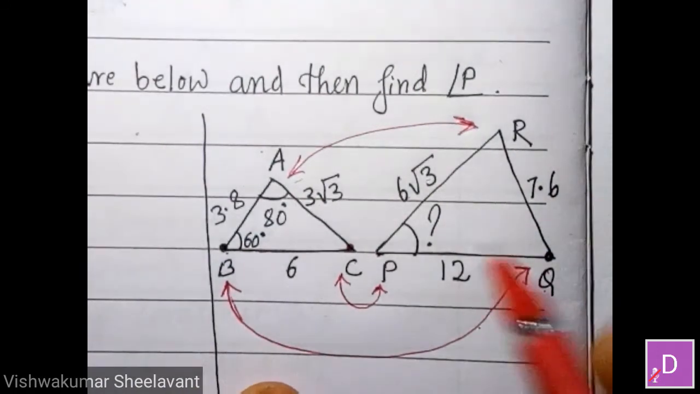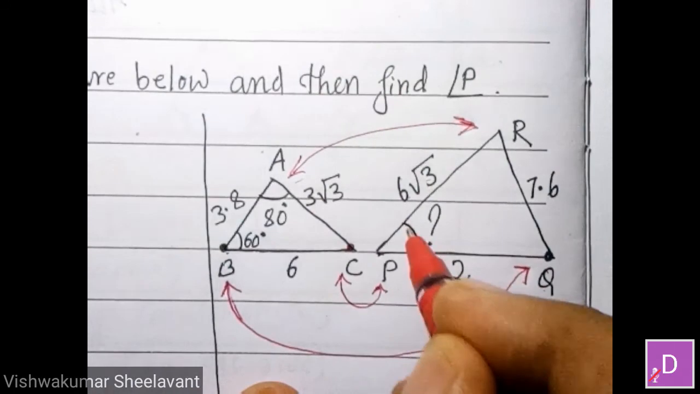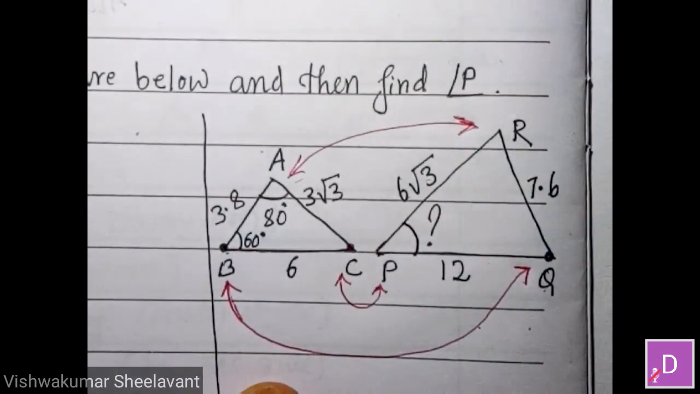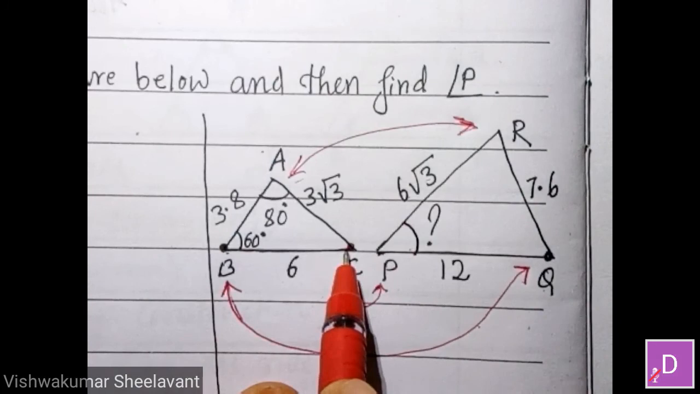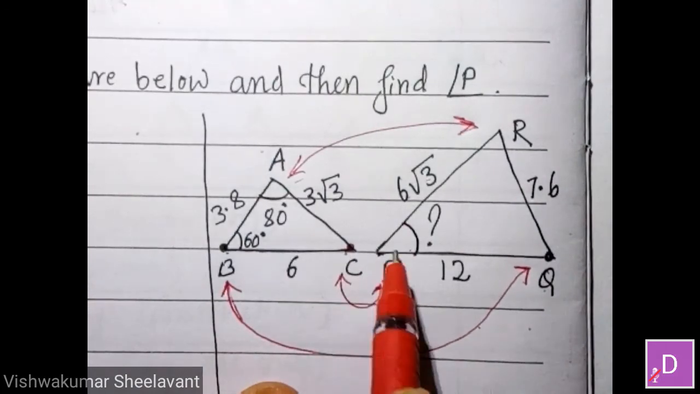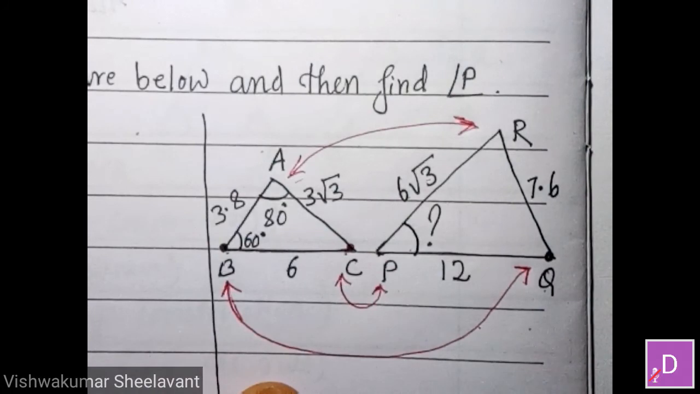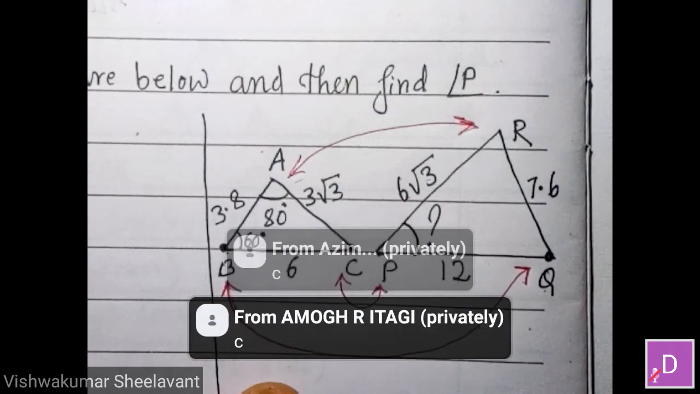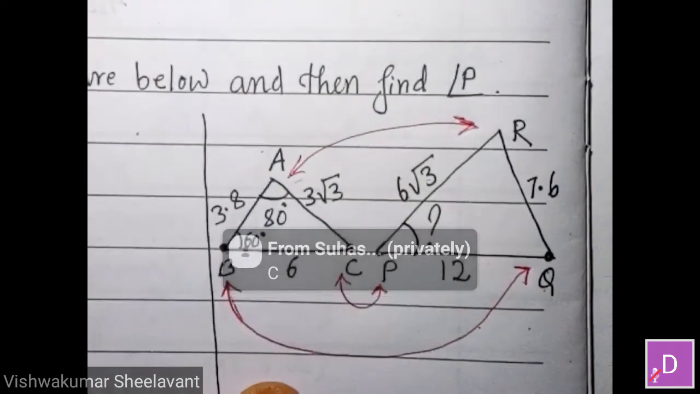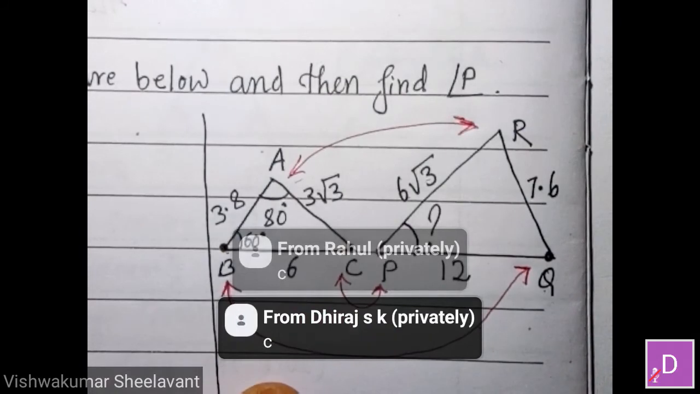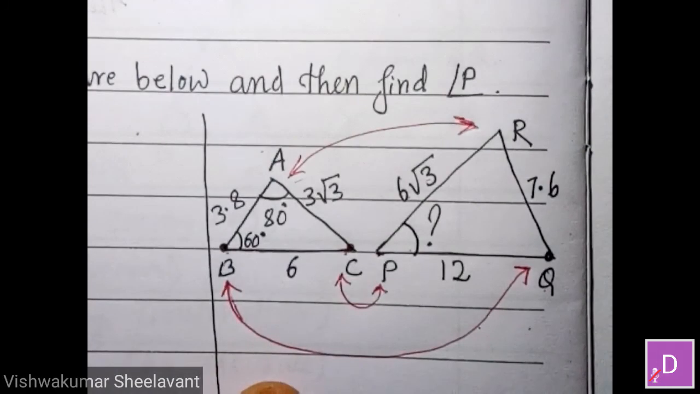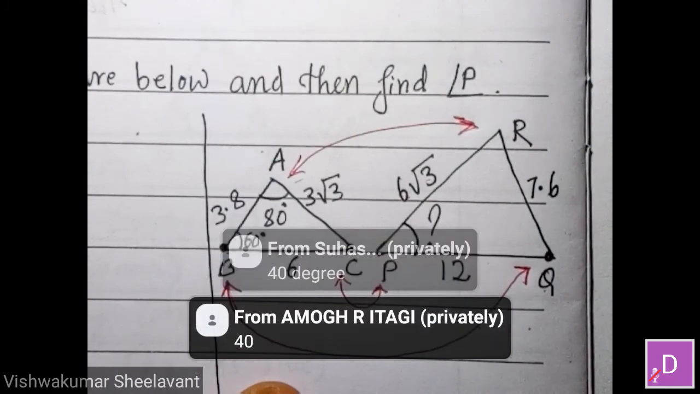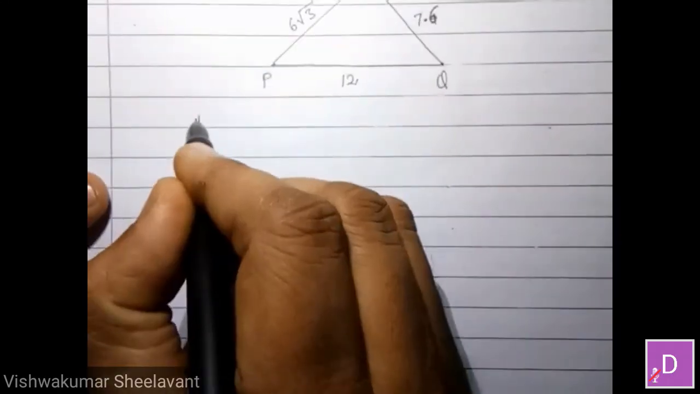You look at P here. P corresponds to what? Anyone? P corresponds to what? Nobody. P corresponds to C. What is angle C? Angle C is 40 degree. We have found it. So angle P becomes equal to 40 degree. That is what we have to write now.